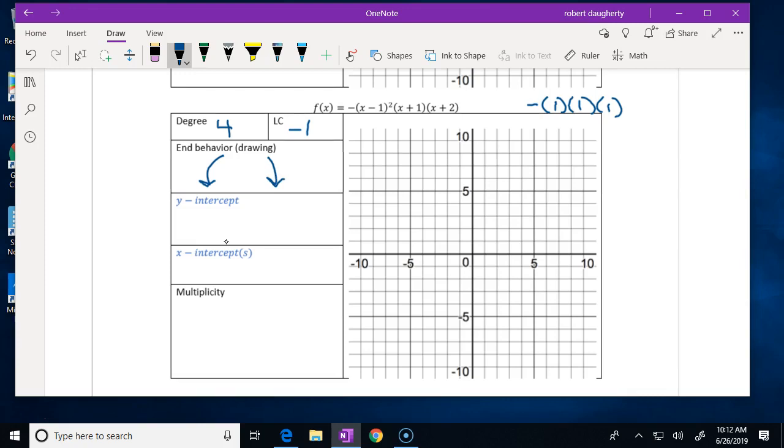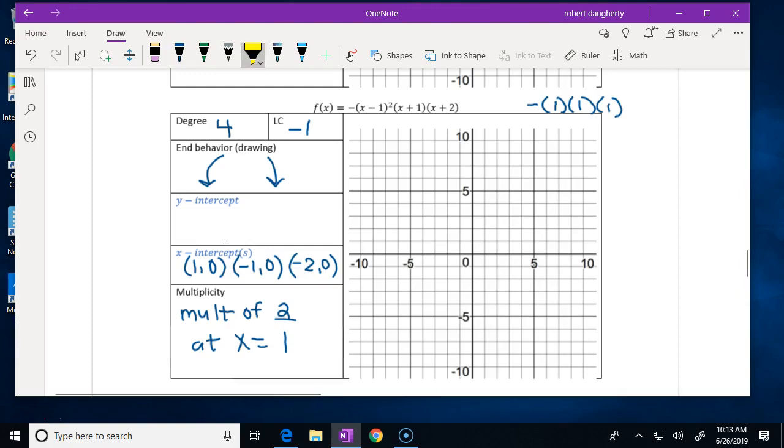My x-intercepts are (1, 0), (-1, 0), and (-2, 0). Is there any multiplicity? Well, yes, there is a multiplicity of 2 because of that exponent at x equal 1. So that means that I do not cross the axis at that point. So I can go ahead and mark that. So at x equal 1, I know that I will not cross the axis.